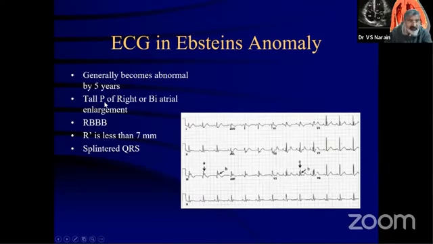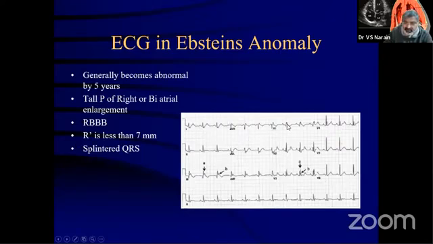You can have a tall P. Why? Because of the right atrial overload. And because the right atrium is so dilated, it may not generate that kind of pressure. So the P may not be tall. But generally, when you talk of P in Ebstein's, we talk of a tall P, although you don't see it here in the ECG. Then you have a right bundle branch block.